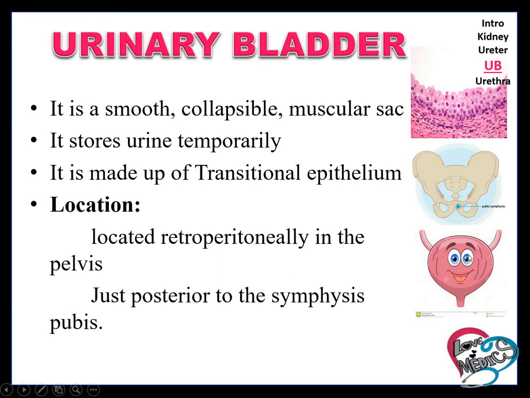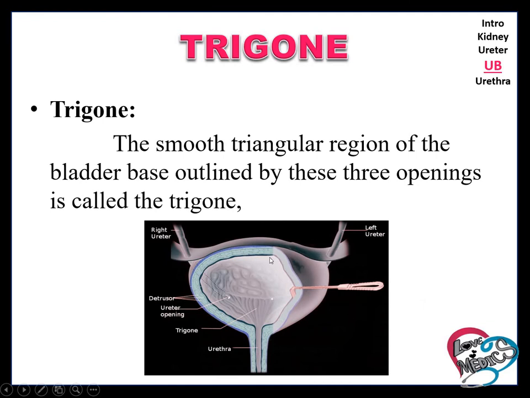Location of the urinary bladder: it is also a retroperitoneal organ. It is located just posterior to the symphysis pubis. Trigone. The trigone is the smooth triangular region at the bladder base. Its border is formed by 3 openings: 2 ureteric openings and 1 urethral opening. These 3 openings are joined to form the trigone.